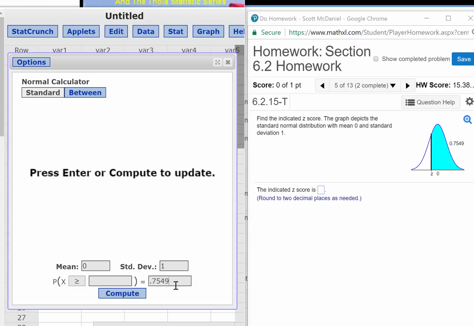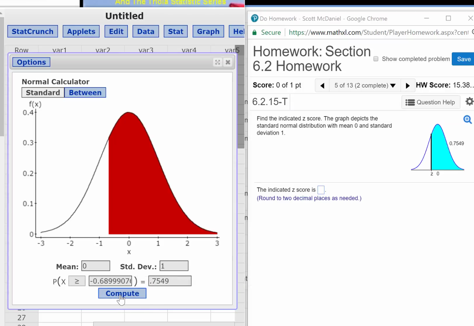Notice as soon as I started typing that in, the value here, this x value, which is really a z value in this case, has gone away. I press compute. And always take a look at your graph, make sure it's shaded right. Looks like it's about right. A little bit to the left of 0. And we get negative, and it says here round to 2 decimal places. So it's going to be negative 0.69.